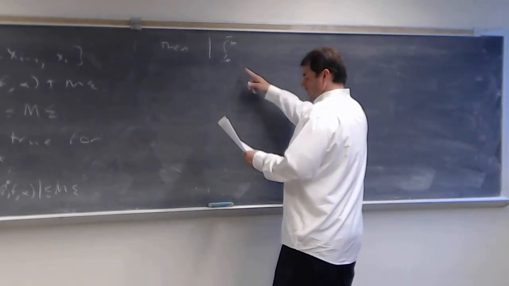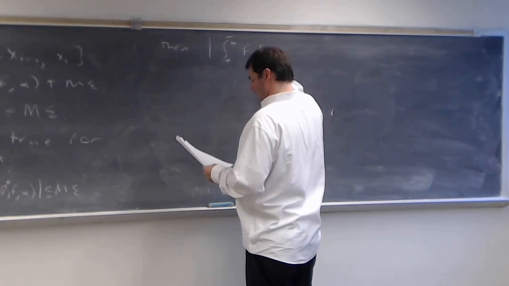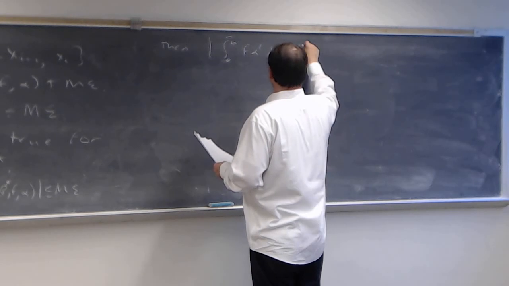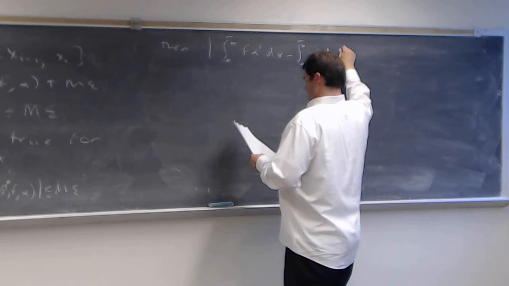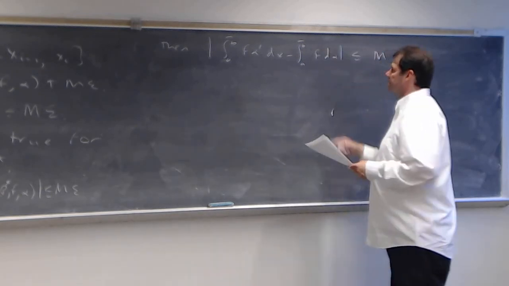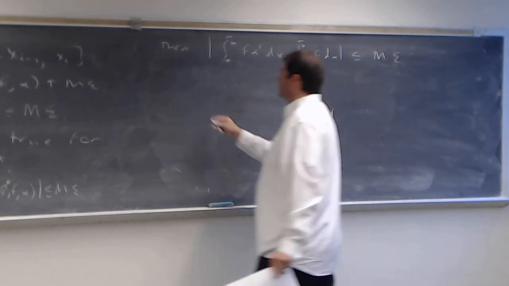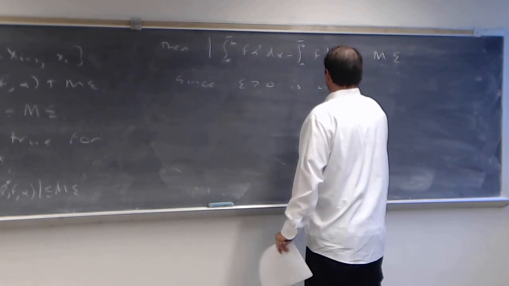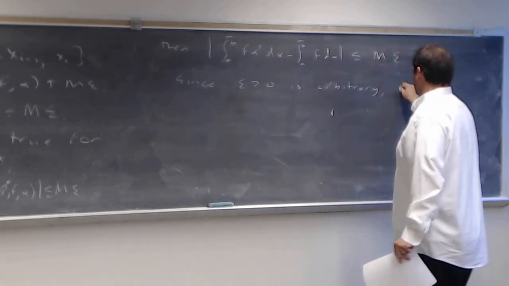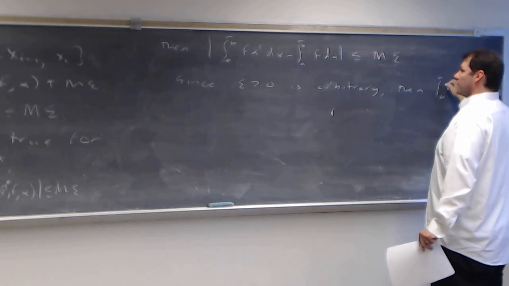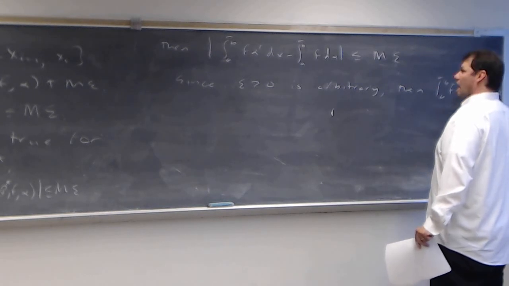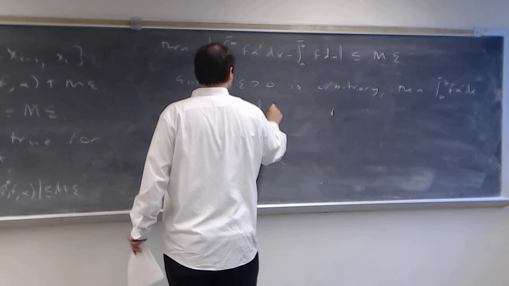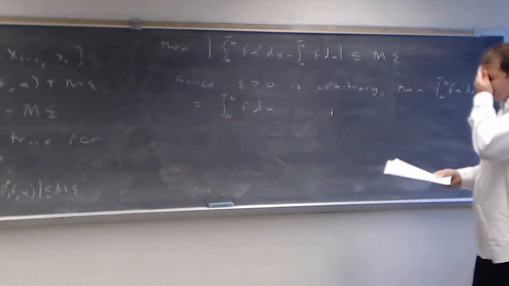Then this upper Riemann sum of F alpha prime dx minus, it's not Riemann sum, Riemann integral. This upper Riemann-Stieltjes integral will be less than M times epsilon, where we have this difference inside of absolute values. And so since epsilon greater than 0 is arbitrary, then that says that this upper Riemann integral equals this upper Riemann-Stieltjes integral, still the same. Okay.